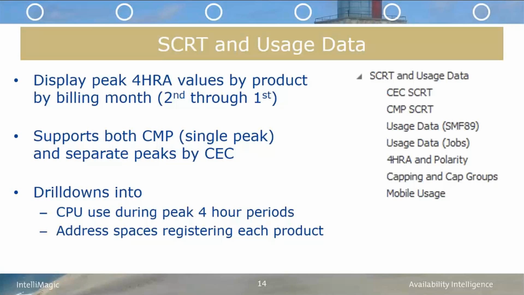It's been recently rewritten in Java, but anyone who's used either IBM SCRT program is well aware that it's very good at telling you how many MSUs you use so that IBM knows how much to bill you, but it's not good at all at giving you the information that could help you to reduce that bill. So IntelliMagic Vision is designed to give you that information by displaying the various peak 4-hour rolling average values by product by billing month. It supports both the country multiplex pricing, which has a single peak across all CECs, and then separate peaks by CEC.